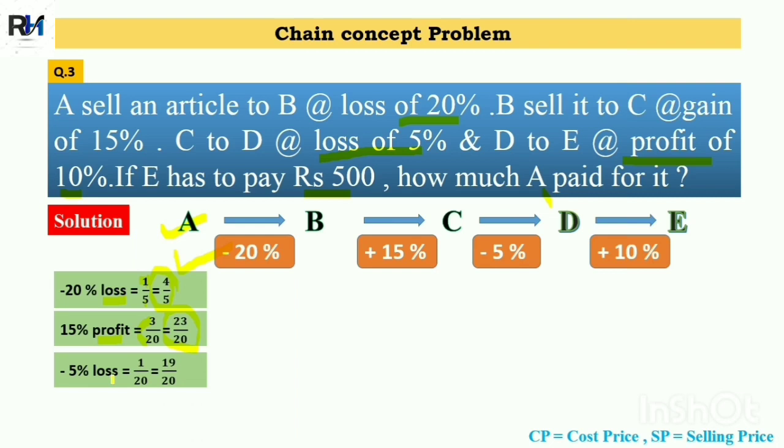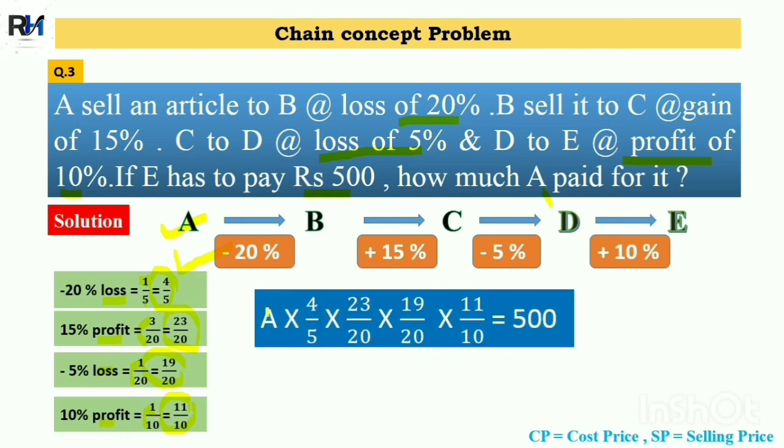After that, minus 5% loss: 5 by 100, that is 1 by 20. Loss is given, therefore we subtract 1 from 20 and get the fraction 19 by 20. Fourth, 10% profit, 1 by 10. Profit is given, therefore we add 1 to 10 and get the fraction 11 by 10. Our third step is to apply the equation.